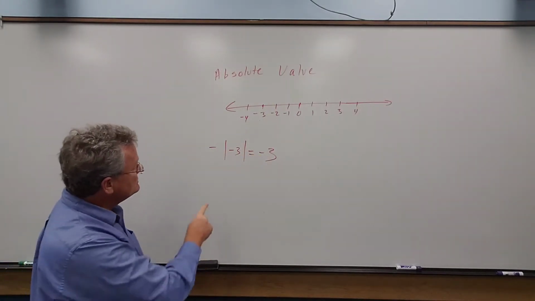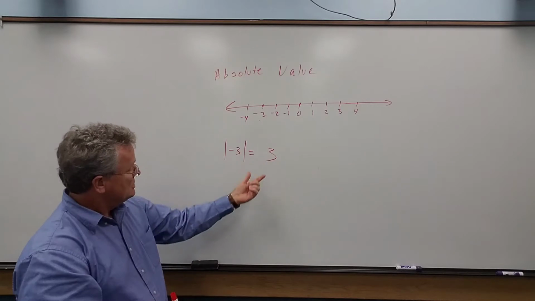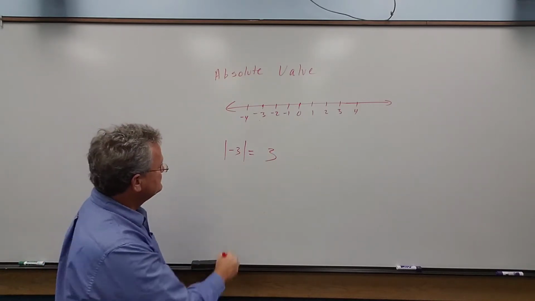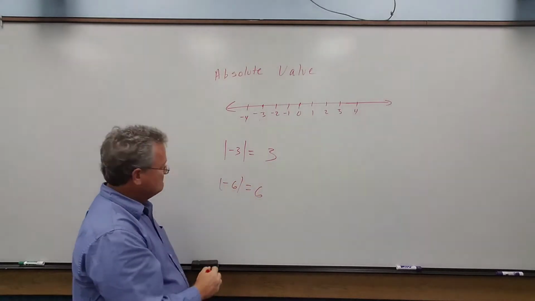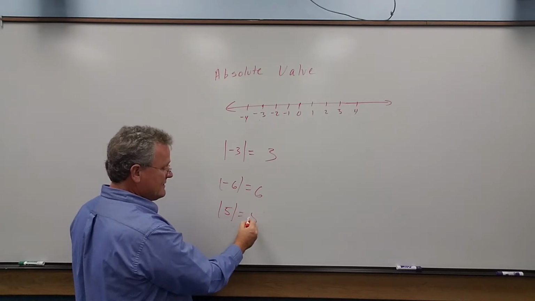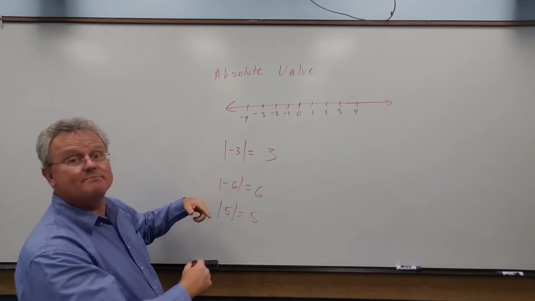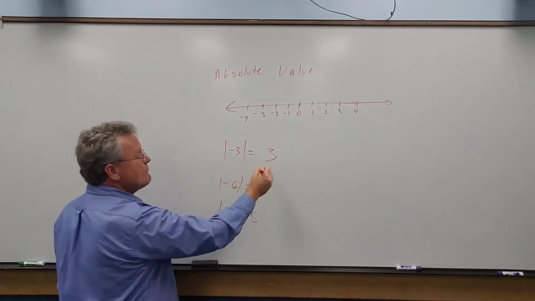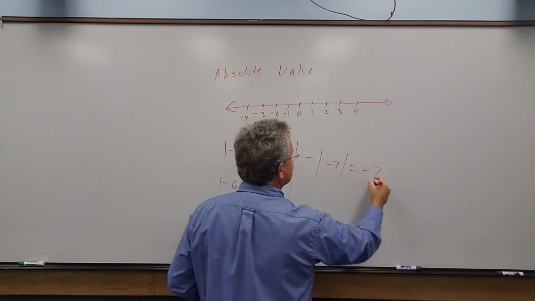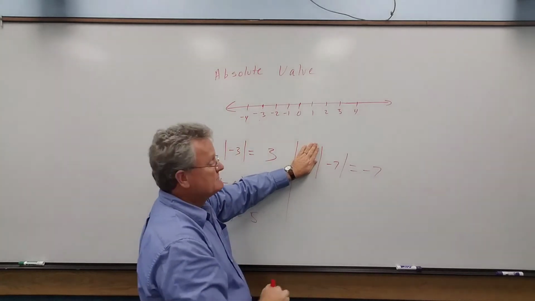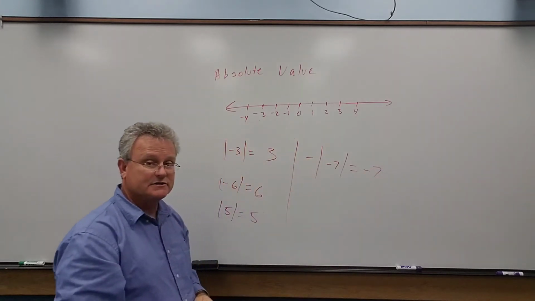So basically our rule is if there's no negative in front of the absolute value, the answer is always positive, always. This is 3, this is 6. If we had just a number in there, that's positive. But if I put a negative in front of this, then it makes the answer negative. So if I want to find minus the absolute value of -7, the absolute value of -7 is 7, but then I put the negative in front and we get -7.